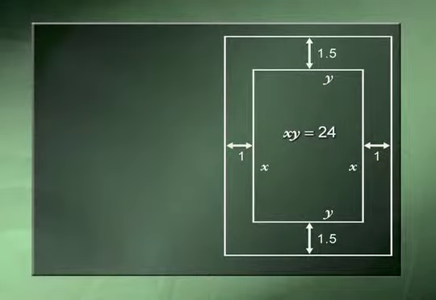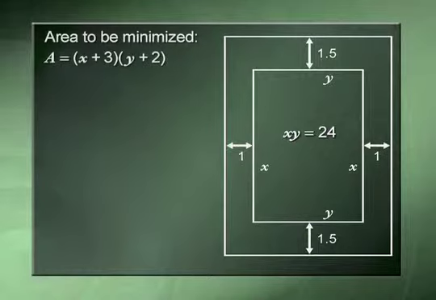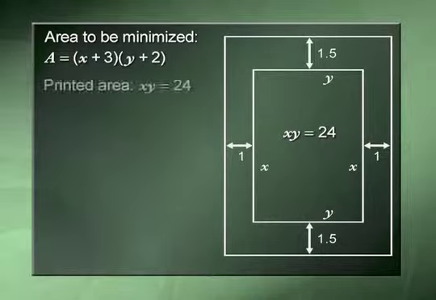So let's write this down now. The area to be minimized is the entire height, X plus 3, that's X plus the two margins, which are 1.5 each, times Y plus 2, which is the entire horizontal length of our piece of paper. And the printed part inside is fixed. It's supposed to be 24 square inches. So X times Y is 24.